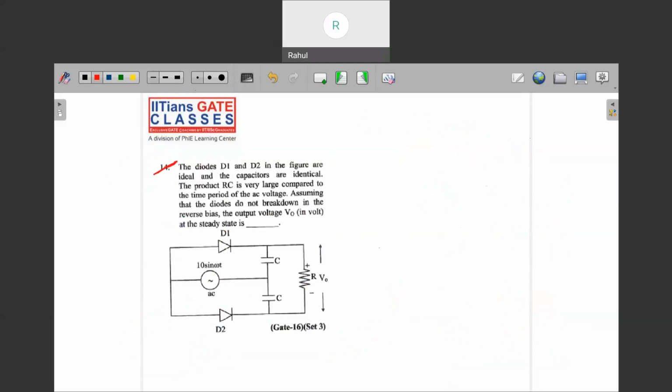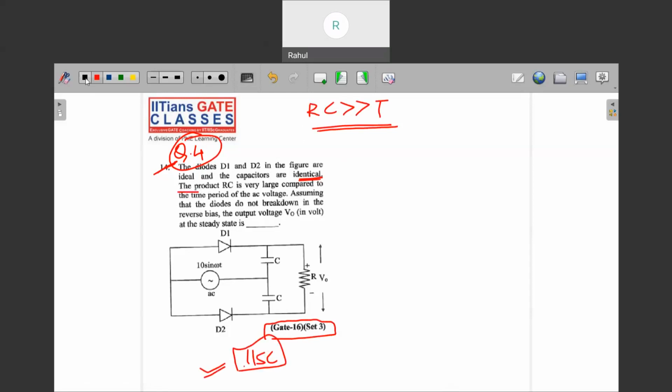Question number 4 from the diode application again. The diodes D1 and D2 in the figure are ideal and the capacitors are identical, remember, okay? The product RC is very large compared to the time period of the AC waveform. See, in the question itself they have mentioned the very important condition, RC must be far greater than capital T, right? This question was asked in GATE 2016 by IISc, right? So please make sure that you read the question properly.